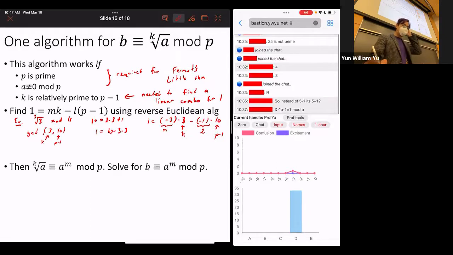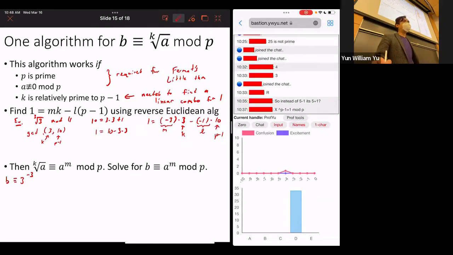Once you've done that, then you know that the kth root of a is just congruent to a to the m mod p. And you have to be a little bit careful about this because what we have here is 3 to the minus 3. So, let me rewrite this a little bit more clearly. 3 to the minus 3. So b, the root, is congruent to 3 to the minus 3.